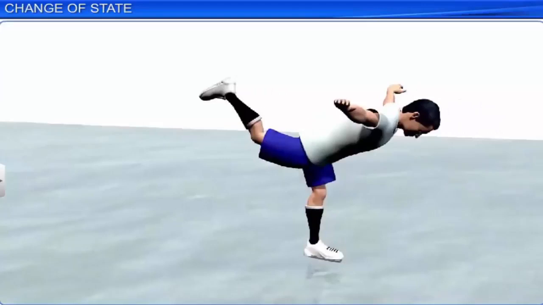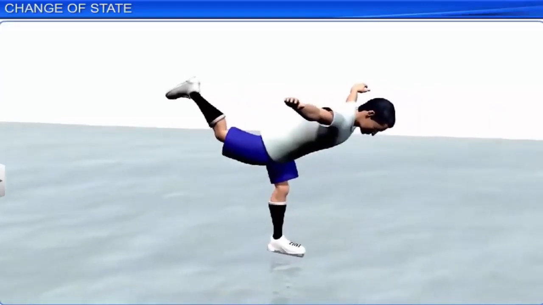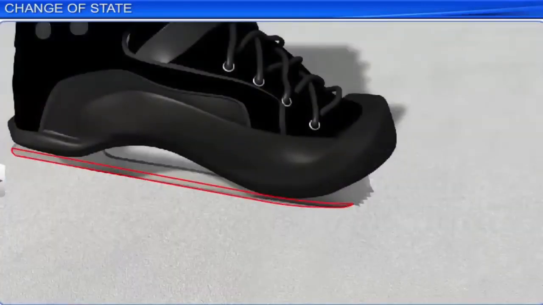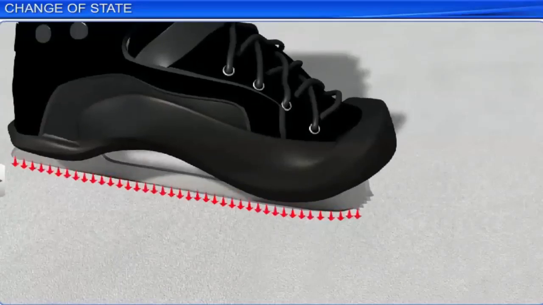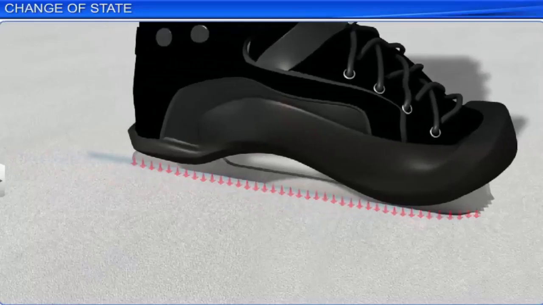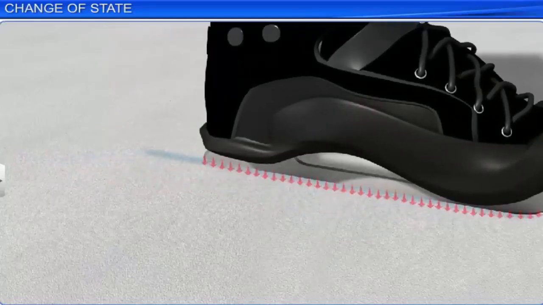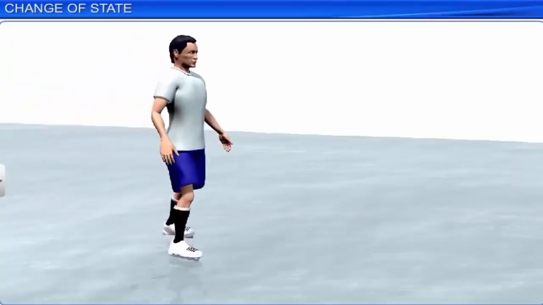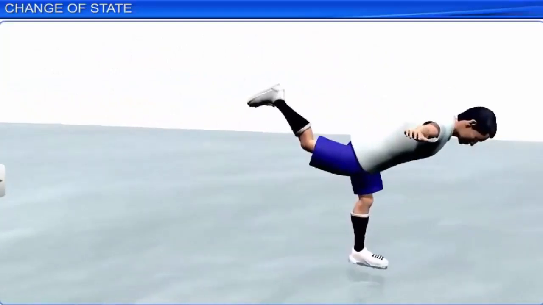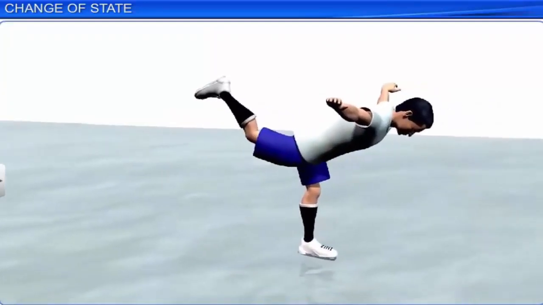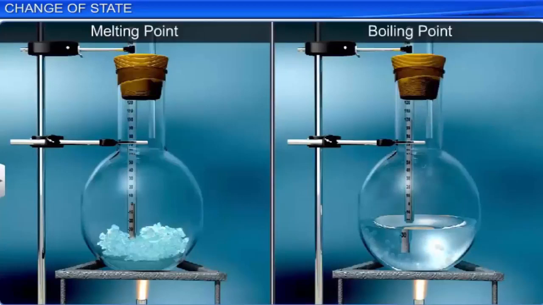When the skaters move on ice, due to the sharp wedges at the bottom of the skates, there is an increase in pressure on the ice, and due to this, the ice beneath melts below its normal melting point. This makes the motion of the skaters smooth and friction-free. The boiling point of water increases with an increase in pressure.